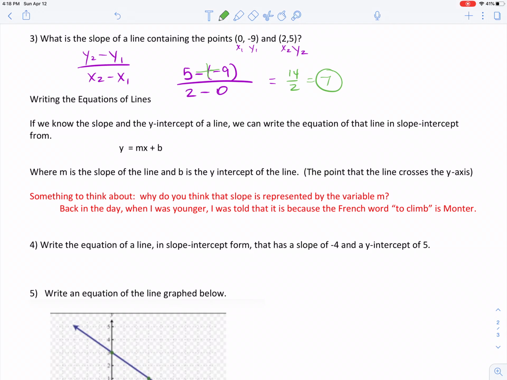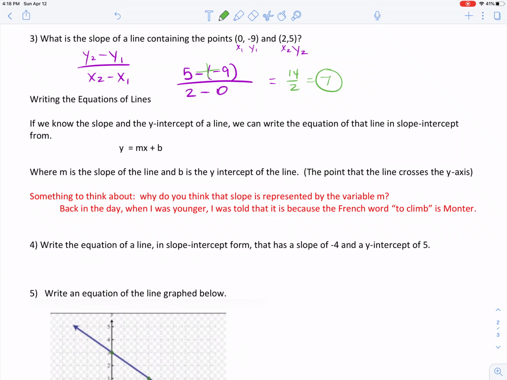So now we're going into writing the equations of lines. So as I said, this is all a review. You guys should remember the slope-intercept version of a line, y equals mx plus b, where m is the slope of the line and b is the y-intercept, the point where the line crosses the y-axis. So write the equation in slope-intercept form.